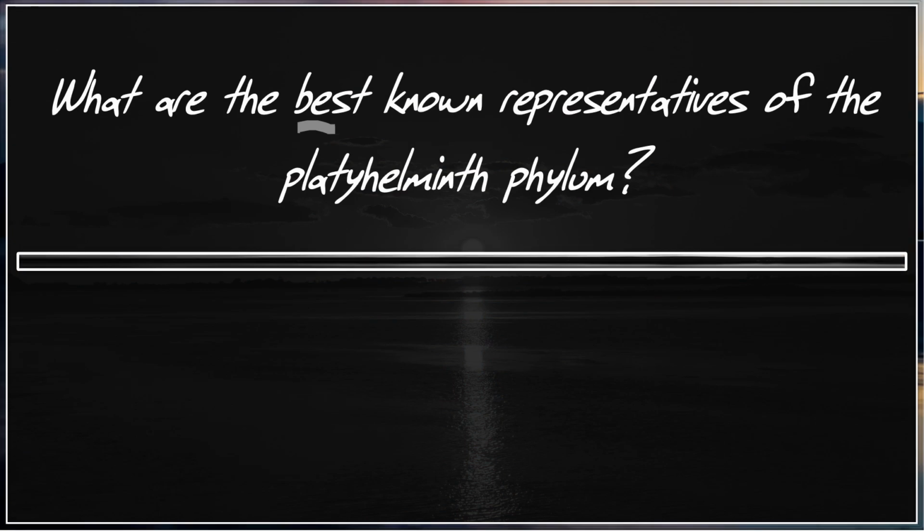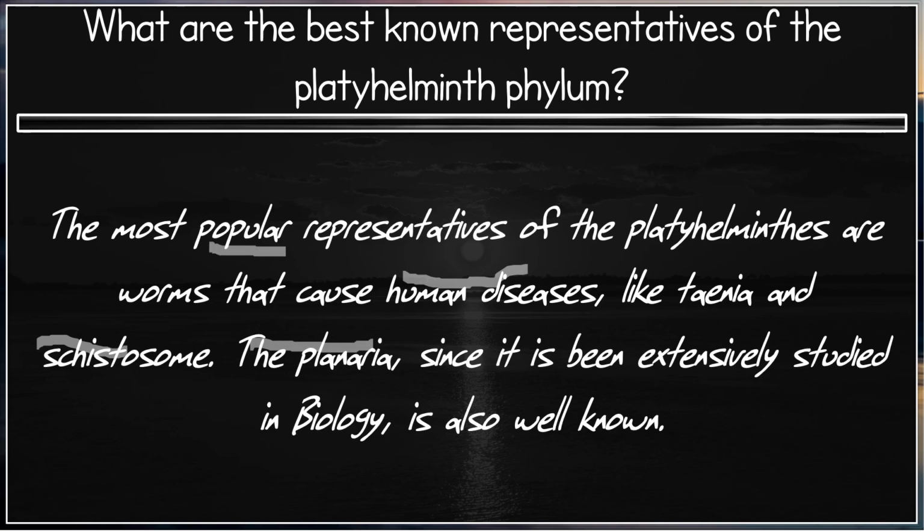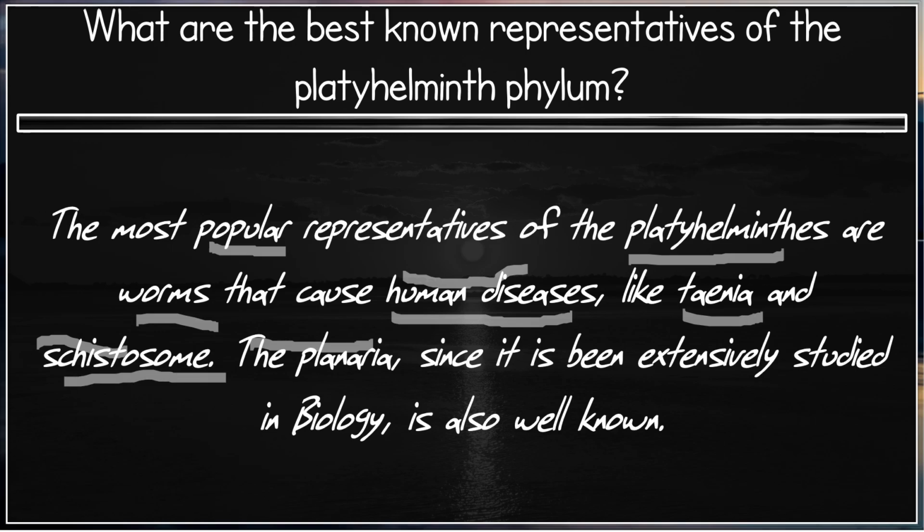What are the best known representatives of the Platyhelminthes phylum? The most popular representative of the Platyhelminthes are worms that cause human disease like taenia and schistosome. The planaria, since it is being extensively studied in biology, is also well known.